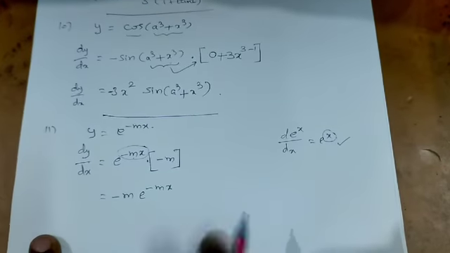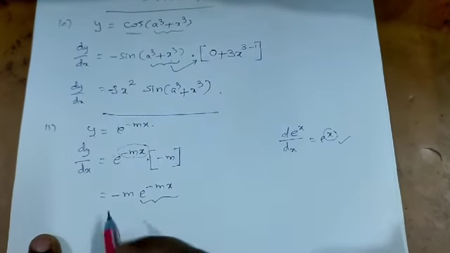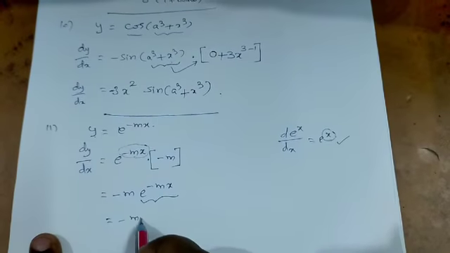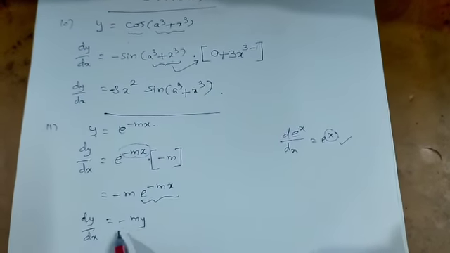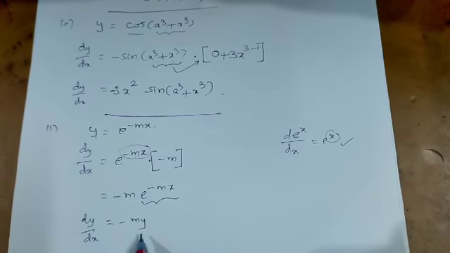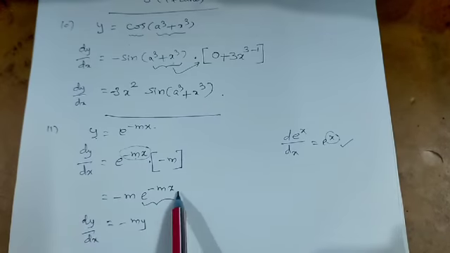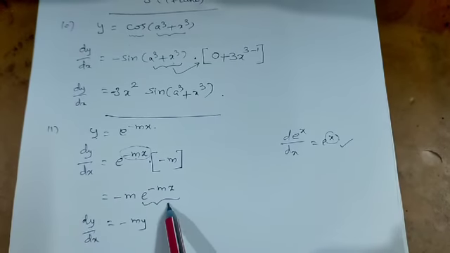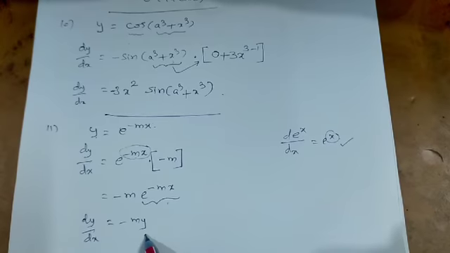Here e power minus mx is nothing but y, and you can replace this with y, and the answer for this question is minus my. Is it clear? Any doubt? As usual you are doing, this part is nothing but our question, so you are replacing this part with our question name y. Clear?